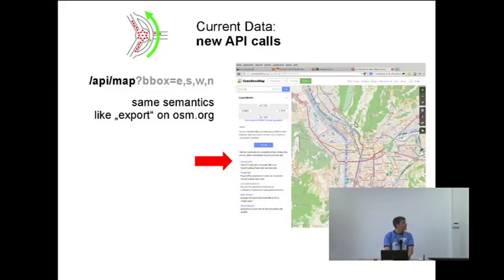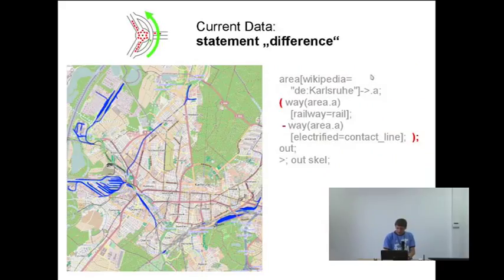Sorry? Why did you use the Wikipedia tag and not the name tag for Karlsruhe? That's one of the funny things. Okay, the question was why I did use the Wikipedia and not the name tag. The reason is that there is a small city in the US, I don't know where exactly, called Karlsruhe, with a stretch of railway that is not electrified.